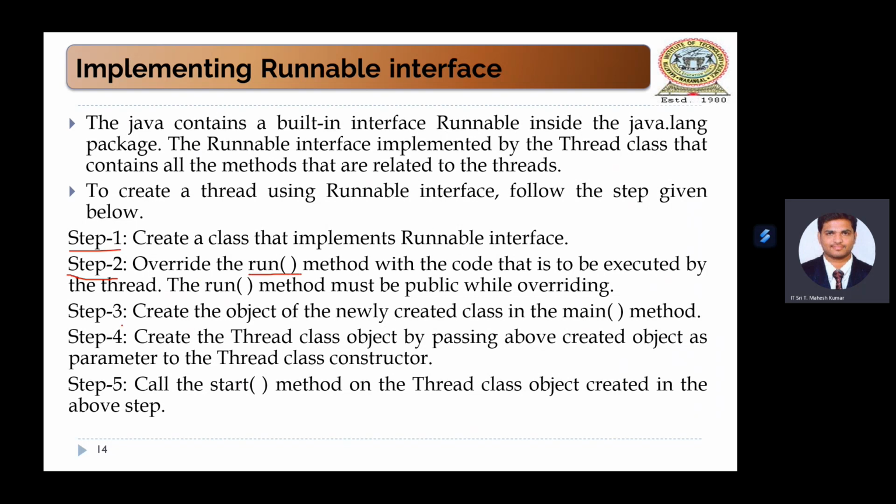Then you have to override the run method. Then you have to create the object. These first three steps are the same whether you are using the Thread class or the Runnable interface. In the fourth step, you have to create the Thread class object by passing the above created object as a parameter to the Thread class constructor. This is the extra step when you are creating a thread by using the Runnable interface. And in step 5, you have to call the start method on the Thread class object created. So this is the only extra step if you are using the Runnable interface.